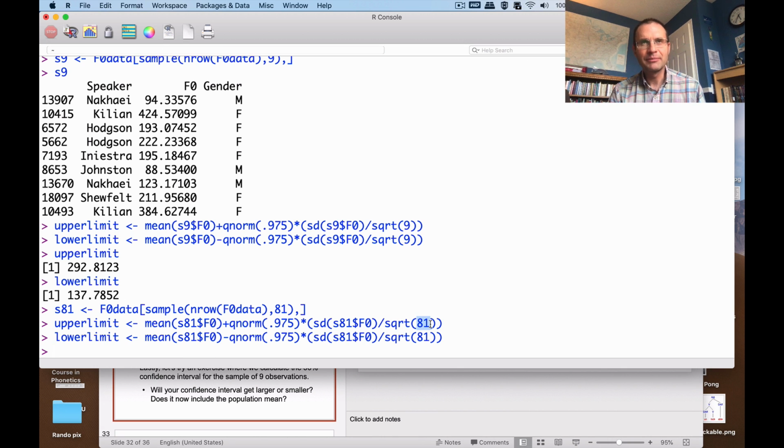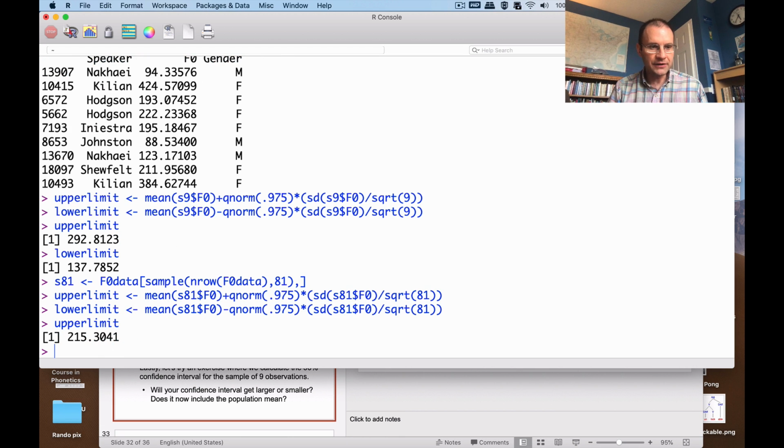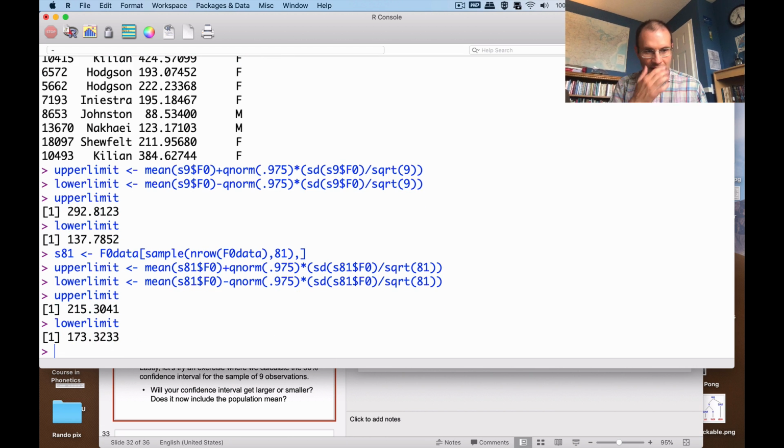So instead of basically, since I divided in the first case by square root of 9, which is 3, and now in the second case, I'm dividing by square root of 81, which is 9, the standard deviation of that sampling distribution should be a third as wide, right? So we should have a much narrower confidence interval in this particular case. And we do. So in this case, our lower limit is 173. Our upper limit is 215.